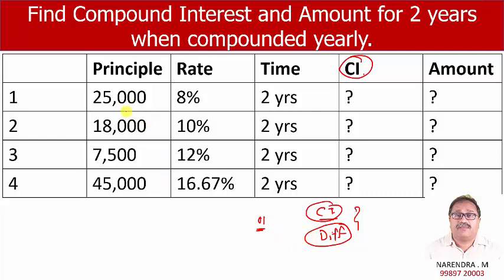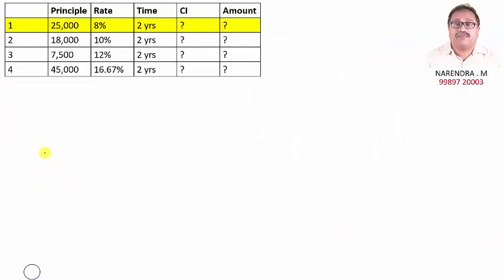I picked the same questions which we worked out for compound interest in my previous video. So let's work out one by one. I picked up 4 questions here and we will discuss all 4, where we will find out the difference between compound interest and simple interest. Okay, the first one: principal 25,000, rate of interest 8%, time 2 years.